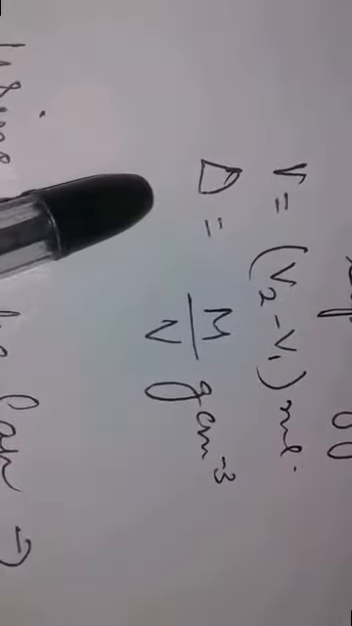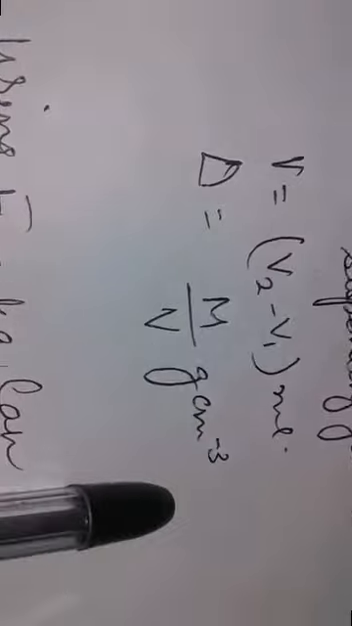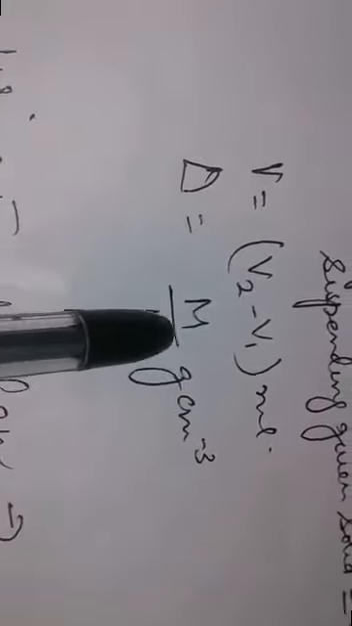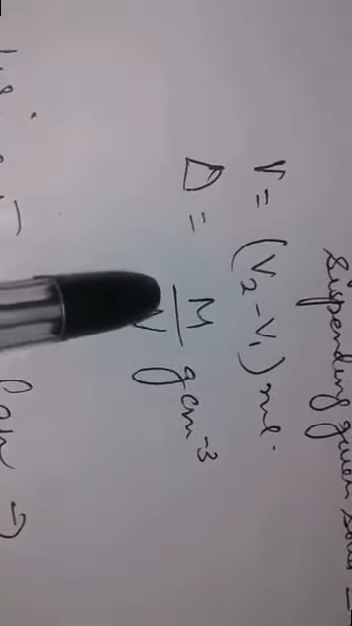And by using this formula, density is equal to mass over volume, we can calculate the density of the given irregular solid by using the Eureka can also. After finding the volume, we have to calculate the mass as well of the given solid. Then we can apply this formula to calculate the density.